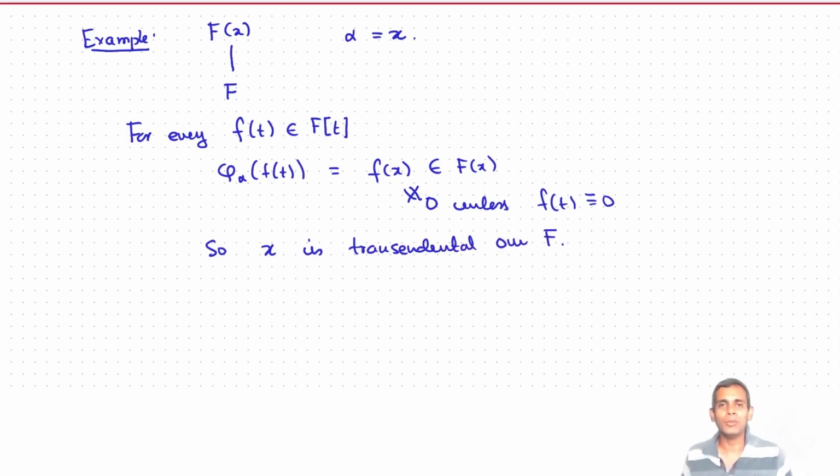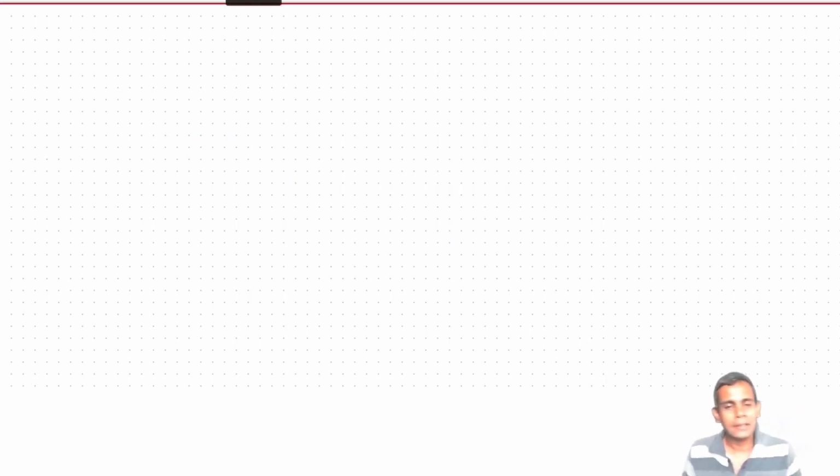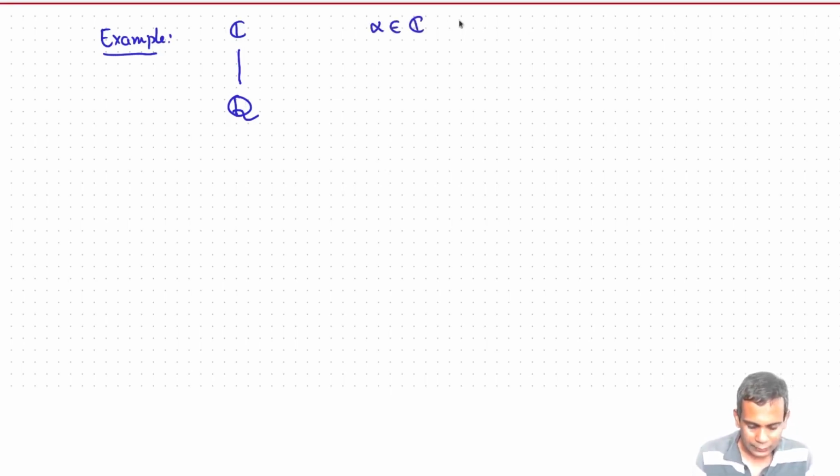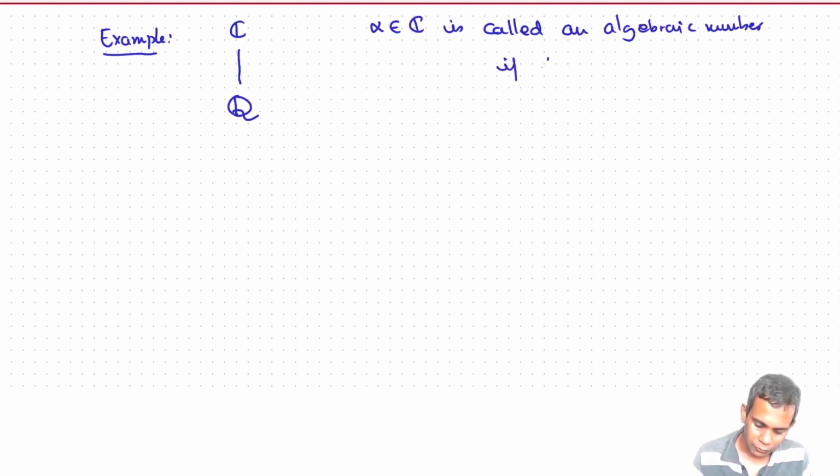Okay, now let's come to a slightly more interesting and in some sense, still very active area of inquiry, interesting example, which is to look at complex numbers over rational numbers. And we ask, can we find transcendental numbers? Here, are there complex numbers which are not algebraic? Okay, so in this context, if alpha belongs to C, it is called an algebraic number if alpha is algebraic over Q. And it's called a transcendental number otherwise.